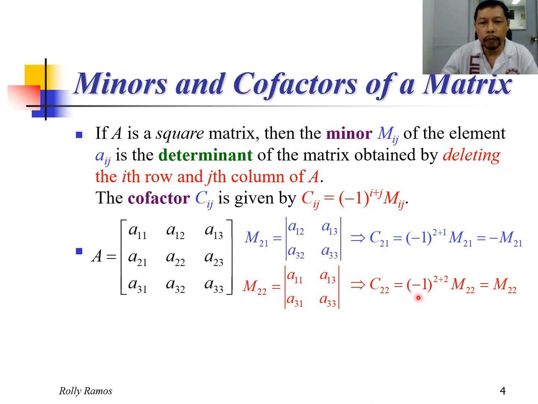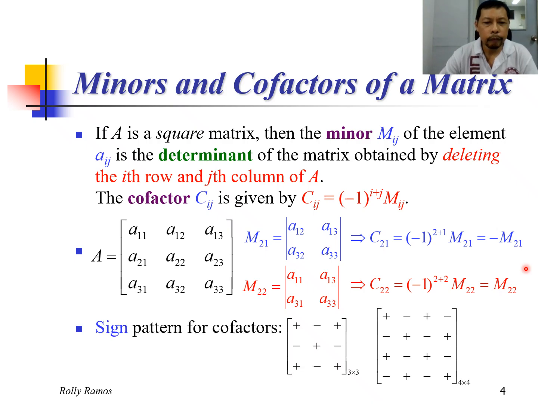C22 is equal to negative 1 raised to 2 plus 2, i is equal to 2, j is equal to 2. So this is negative 1 raised to 2 plus 2 times the minor of 22. And negative 1 raised to the fourth power is positive, so the cofactor of element A22 is equal to the minor of element A22. So that is how we find the minors and cofactors of a matrix.